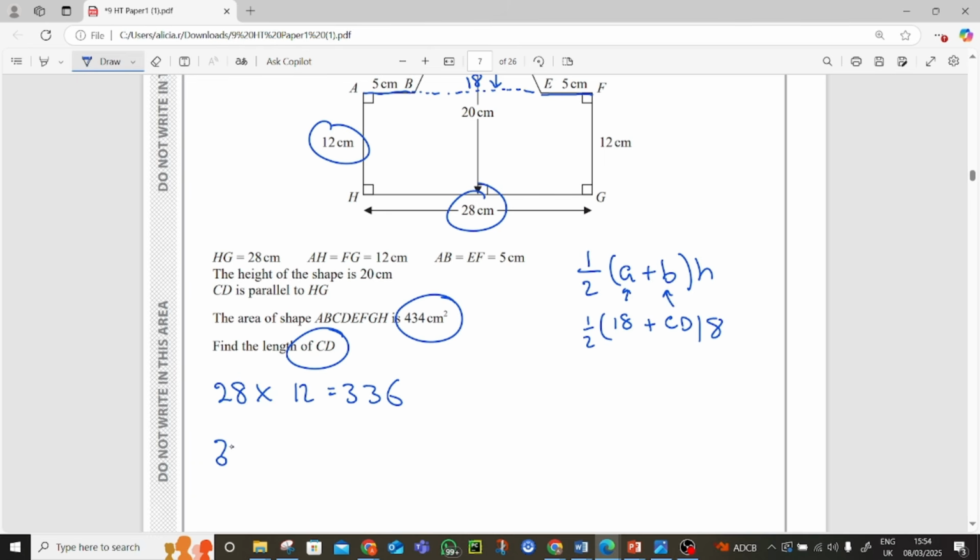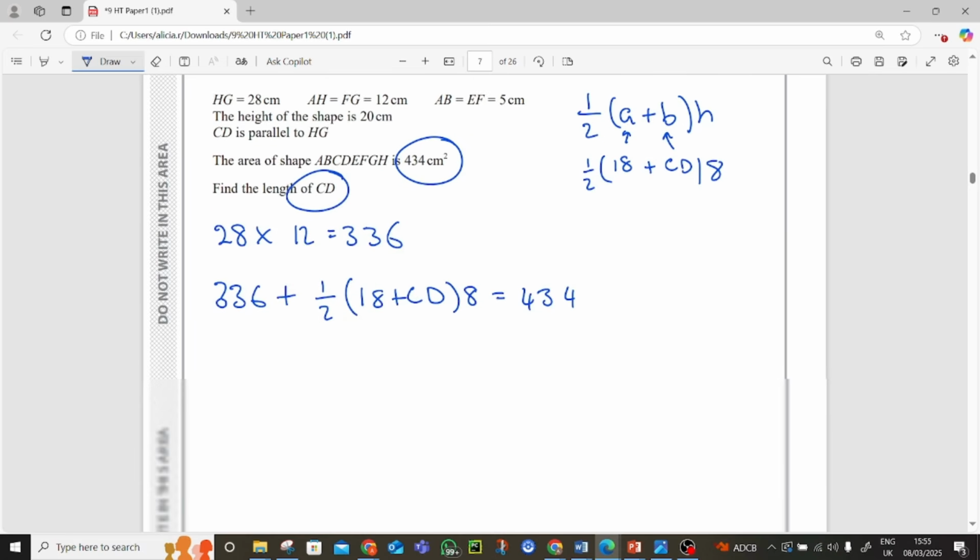So let's add that. So the rectangle is 336 plus the trapezium, which is a half 18 plus CD all multiplied by 8 is equal to 434. Now this is algebra for us to solve, so we take the 434 and I'm going to subtract the area of the rectangle to work out what the area of the trapezium must be, and that will be 98. So I have a half 18 plus CD multiplied by 8 is 98.